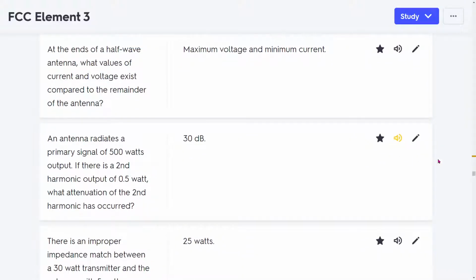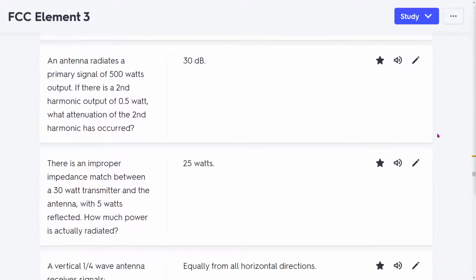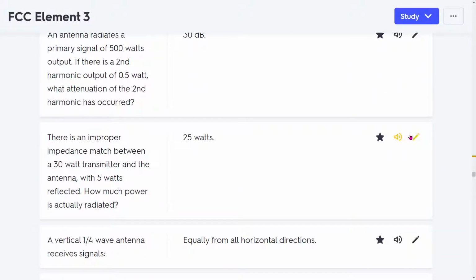An antenna radiates a primary signal of 500 watts output if there is a second harmonic output of 0.5 watt. What attenuation of the second harmonic has occurred? 30 decibels. There is an improper impedance match between a 30-watt transmitter and the antenna with 5 watts reflected. How much power is actually radiated? 25 watts.